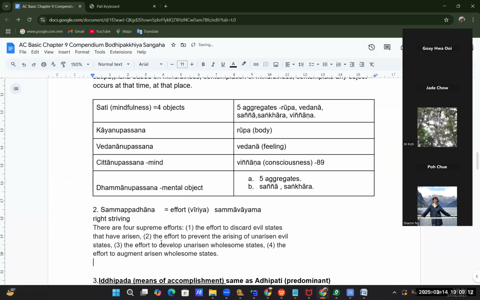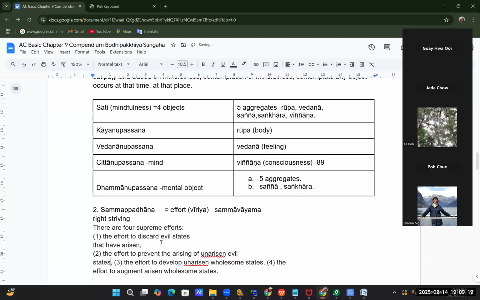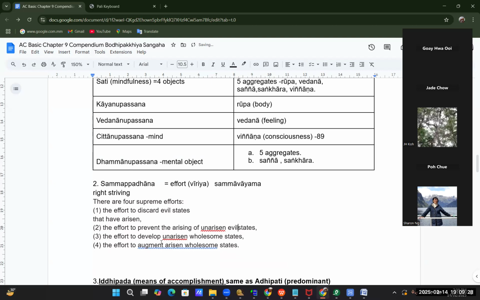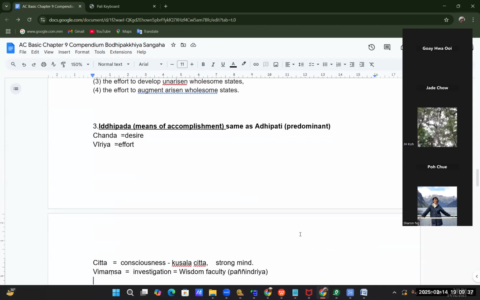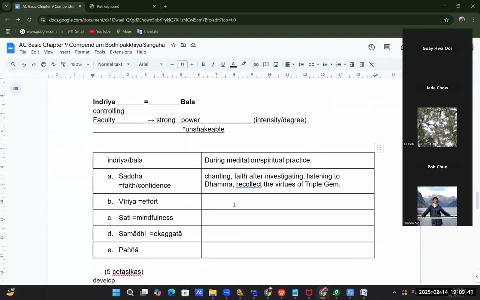Now, in theory, there are actually 4 efforts, all right? So this is the first one, second one, third one, and fourth one. You just remember 2 about akusala, 2 about kusala. That's all, so easy to remember. So 1 and 2 are about akusala, 3 and 4 will be kusala. Right? So now how are you going to increase your Viriya, effort, besides this Sammappadhana?